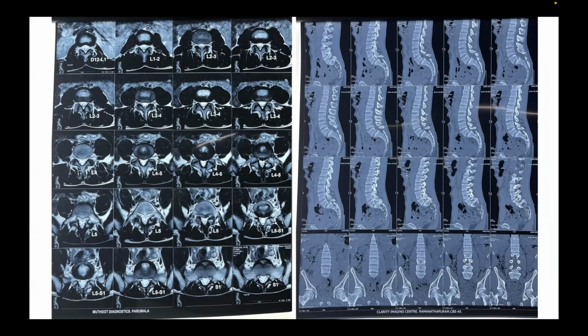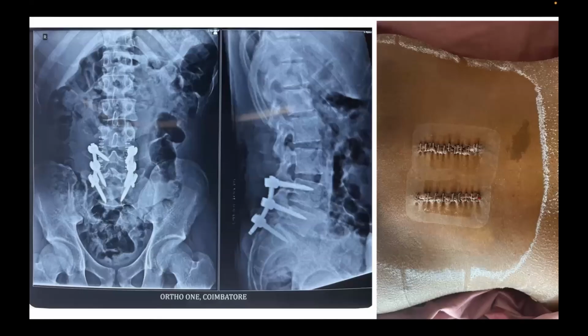CT of the spine was taken just to make out the pars defect and the trapezoidal shape of the L5 vertebra. Fixation was done using posterior instrumentation with minimally invasive surgery.